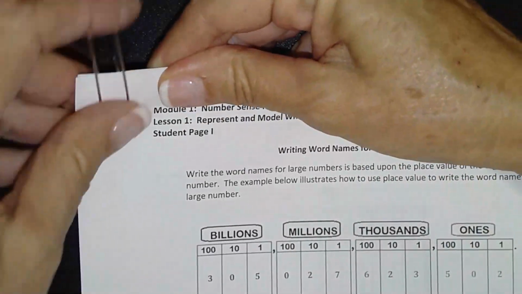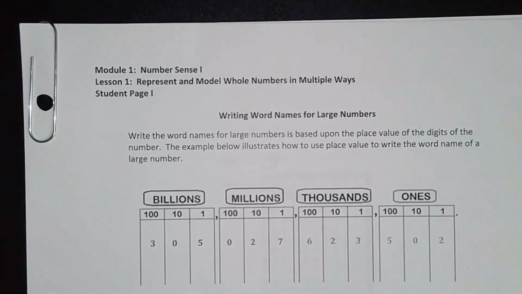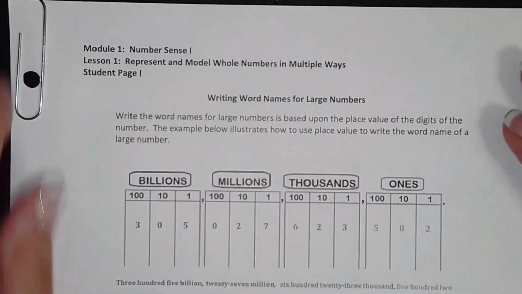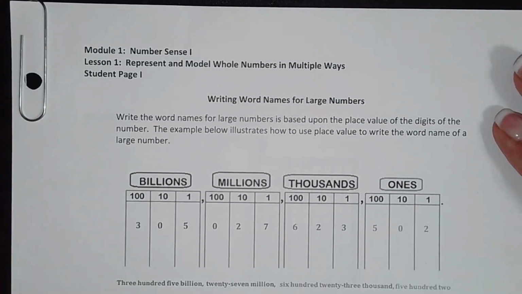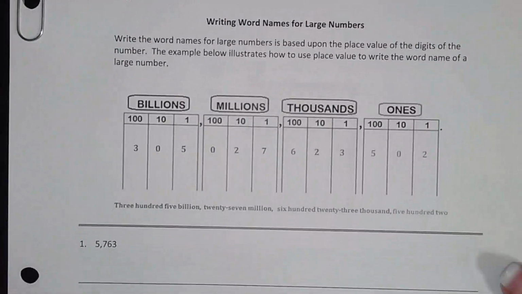So this is on number writing, very last page. This is lesson 1, student page I, and it's just one-sided. For this one, we're learning about writing the word names, and like I said, commas count, the spelling counts. So I'm going to show you how to use the place value chart to help you with numbers.